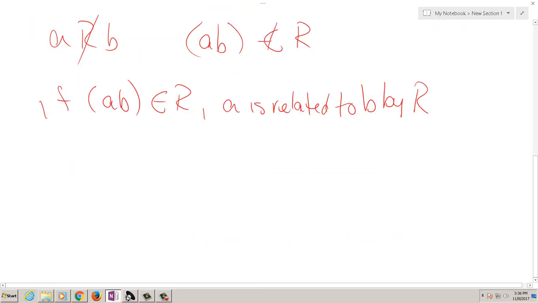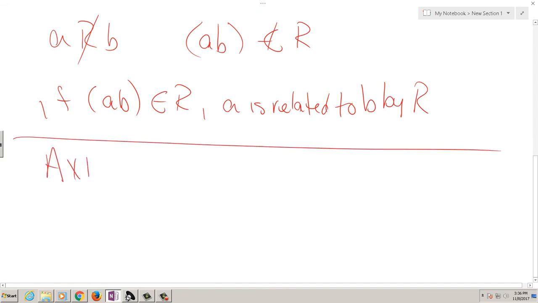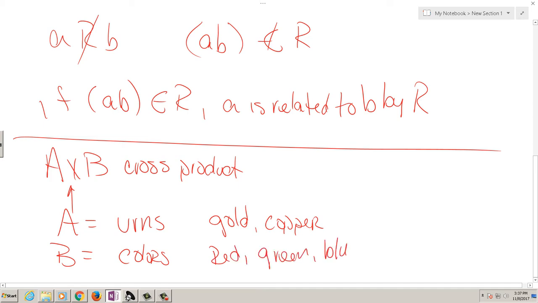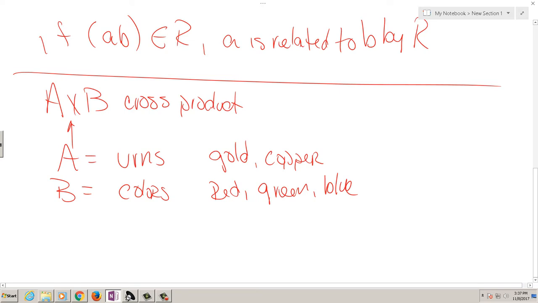So let's talk about the cross product. A cross B means the cross product. Let's say that A is the set of urns, and I can't remember out of the homework assignment, I'm pretty sure one of them was gold and one of them was copper. We had another set, we'll call it B. I'm pretty sure that this was the colors, and I'm going to say red, green, and blue. I can't quite remember what those colors in our homework assignment were.